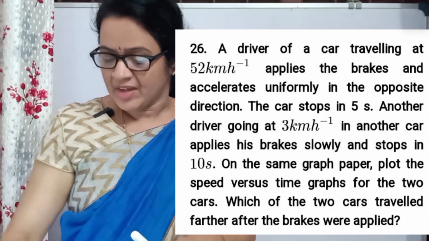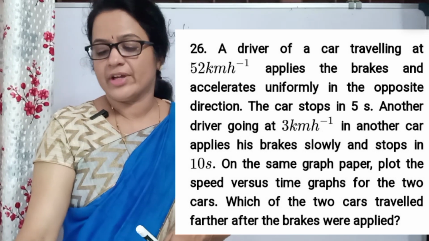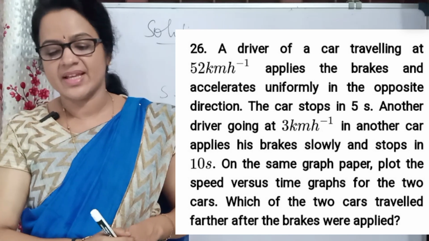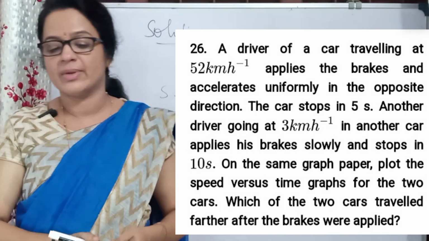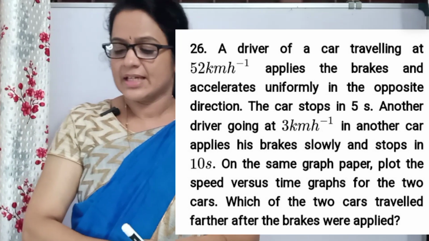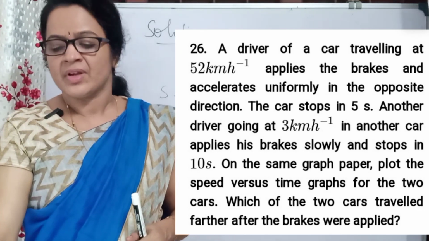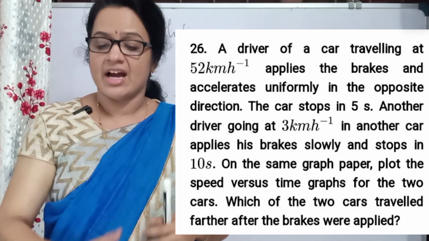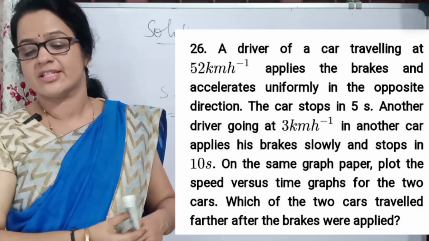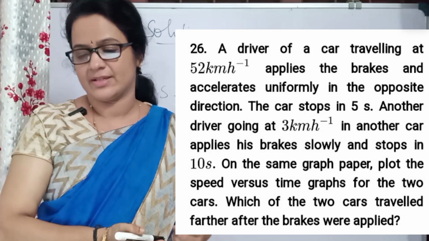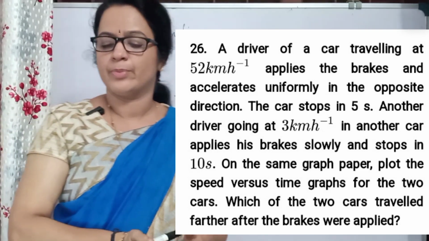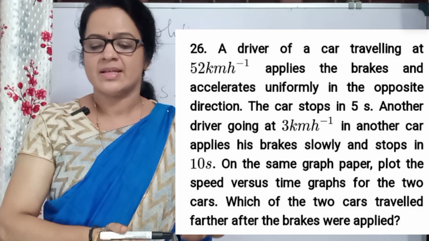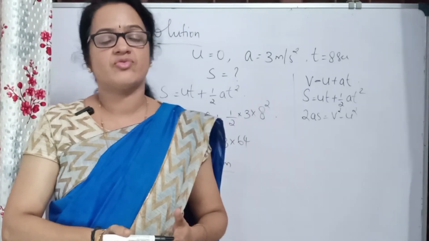The question is, a driver of a car traveling at 52 km per hour applies the brakes and accelerates uniformly in the opposite direction. The car stops in 5 seconds. Then another driver going at 3 km per hour in another car applies his brakes slowly and stops in 10 seconds. On the same graph paper, plot the speed versus time graphs for the two cars. Which of the two cars traveled further after the brakes were applied?